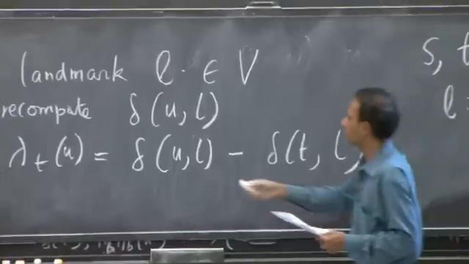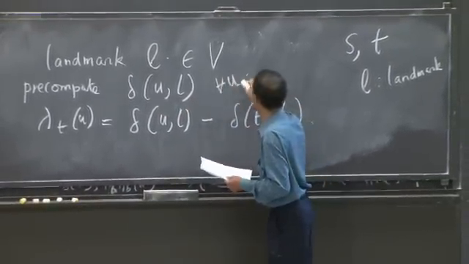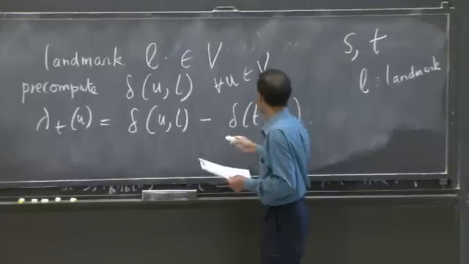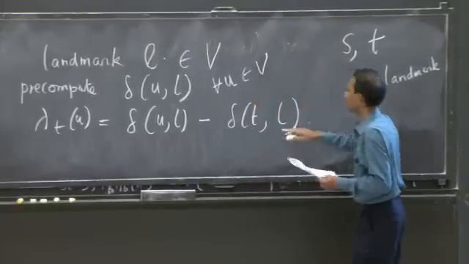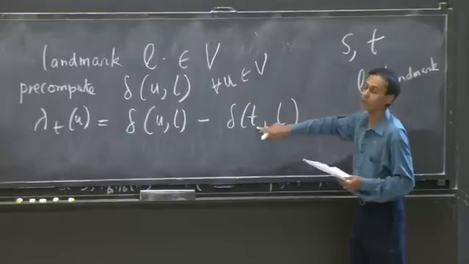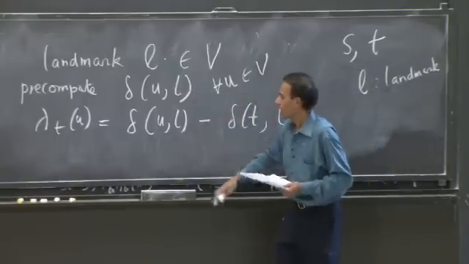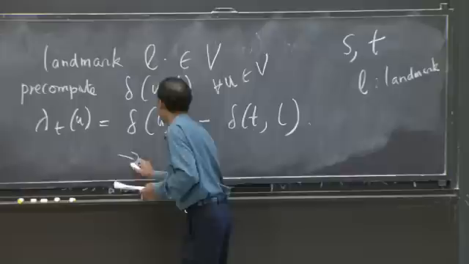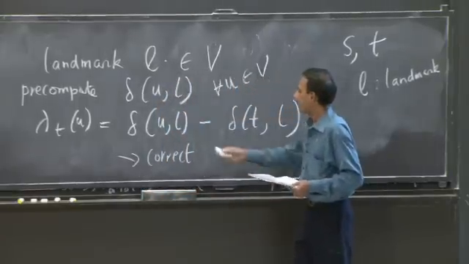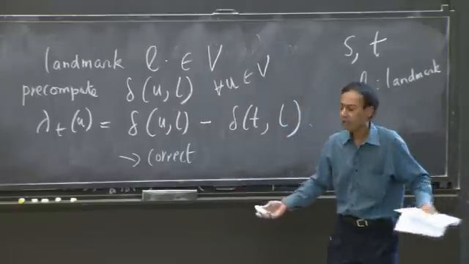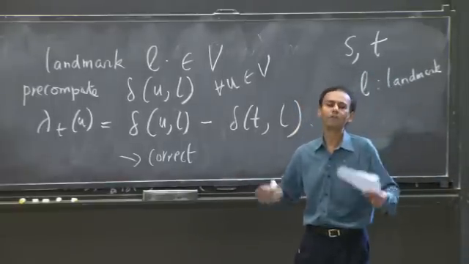I'm going to pre-compute delta(U, L) for all U belonging to V, and I'm also going to pre-compute for a given T a delta(T, L). So that's just a single T, so that's just one computation. This one is much more computation. And if I use this potential, you can show that it's correct using the triangle inequality. And this is now a heuristic. With the correct choice of landmark, Dijkstra empirically will run faster.